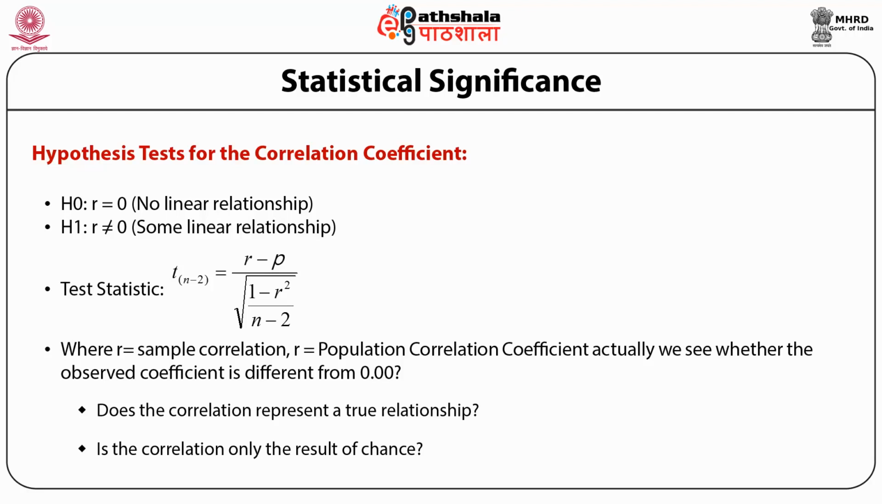Here n minus 2 is the degree of freedom, and if the value of t is found to be significant, we will reject the null hypothesis that there is no linear relationship, and we will accept the alternative hypothesis, that a strong linear relationship exists in the population. So it can be done using the t-test.